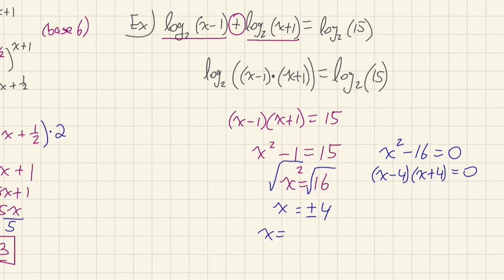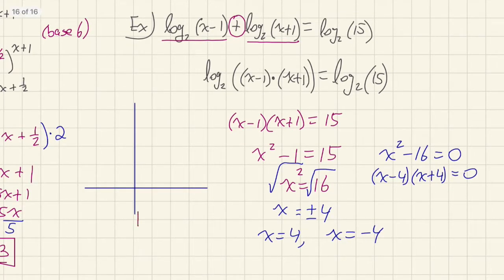Now sadly, one of these answers doesn't work because of the domain of the logarithm. When you graph the log graph, the graph hugs the y-axis, hits this point 1, 0, and then goes off in this direction. So the domain of this thing is 0 to infinity. So we can't have any answers on the inside of a logarithm that are 0 or negative.